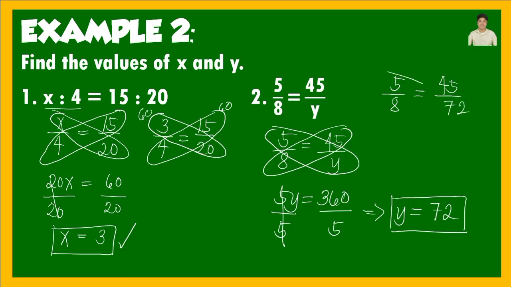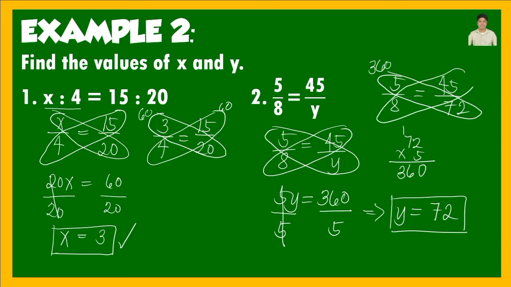So, 72 times 5. 2 times 5, that is 10. So, we write 0 and then carry 1. 7 times 5, 35 plus 1, 36. So, that is 360. And then, yung kanina, na-multiply naman natin, 8 times 45, that is 360. Therefore, our value for y, which is 72, is correct.